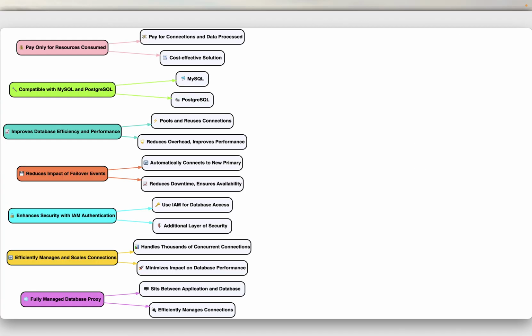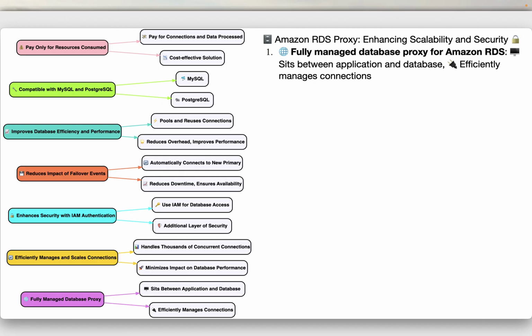Okay, next feature is Amazon RDS Proxy. First, fully managed database proxy for Amazon RDS. Amazon RDS Proxy is a fully managed, highly available database proxy for Amazon RDS that sits between your application and the database, efficiently managing connections and improving scalability. So it's like a layer between your application and the DB instances.